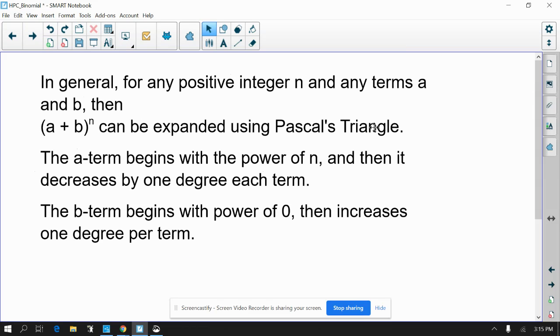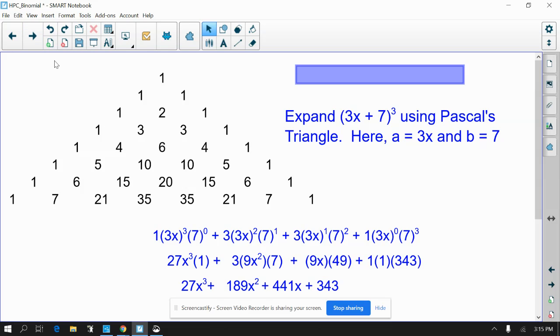So let's see how we use this. When we expand any binomial, a plus b to the nth power, we can use Pascal's triangle. We identify the a and the b terms. The a term is going to start off with the nth power. And then as you move along, term by term, it's going to go down 1 degree per term. And then the b value is going to start with b to the 0, and then that power is going to go up term by term. That's kind of confusing, so it's easiest to look at an example.